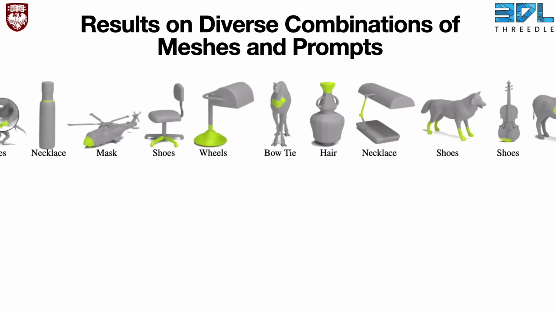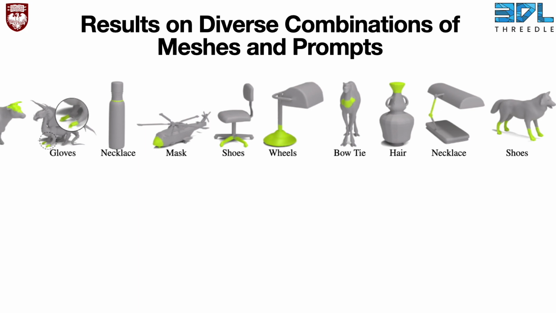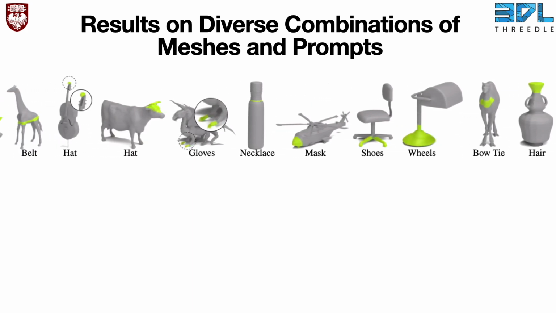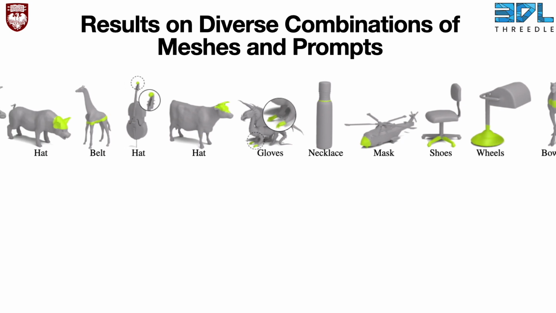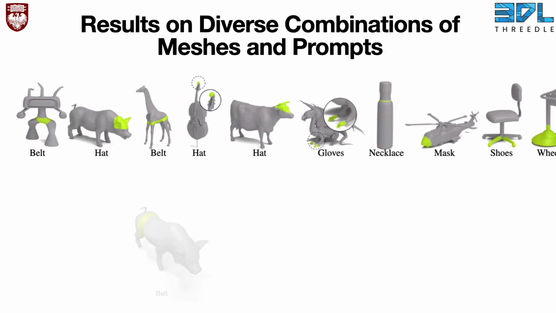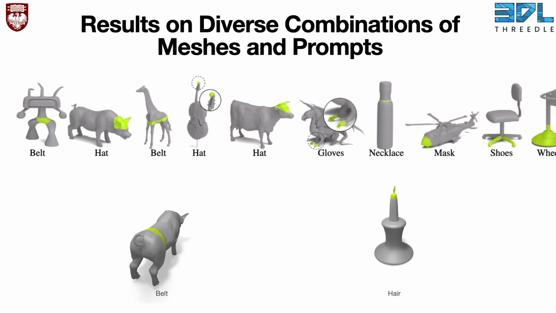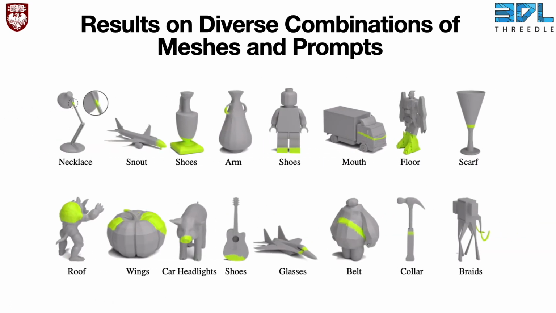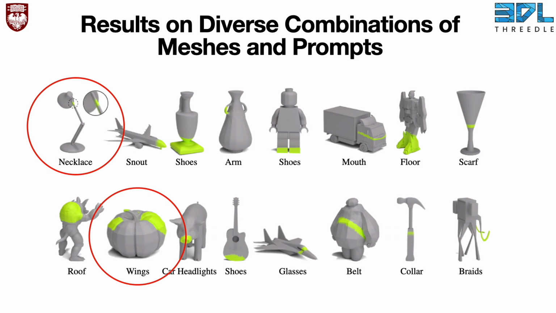Here we show results of 3D Highlighter on many diverse mesh and prompt combinations. Our approach is able to obtain semantic localizations on multiple object classes, such as animals, household objects, and more. Furthermore, many of these target localizations are unrelated to the mesh they are being localized on. For example, lamps don't wear necklaces, and pumpkins don't have wings.